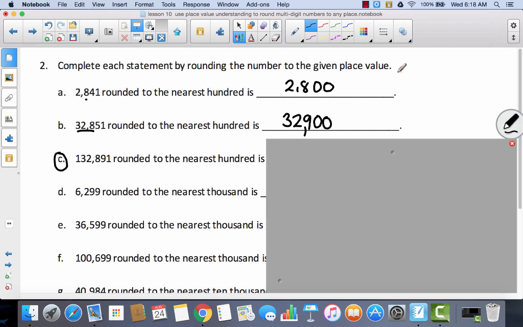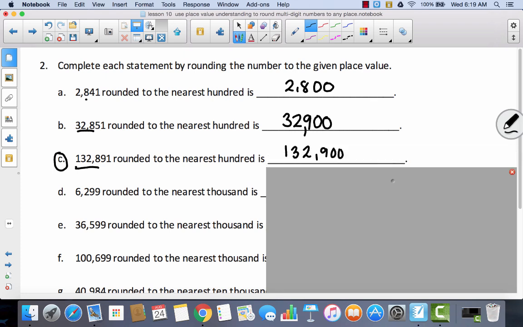Okay, so for 132,891 to the nearest hundred, when I find that the 8 is in the hundreds place, I see that there are 1,328 hundreds in this number. So this comes between 1,328 hundreds and 1,329 hundreds. Well, this 9 tells me that it's going to be closer to 1,329 hundreds. And this is what 1,329 hundreds looks like.